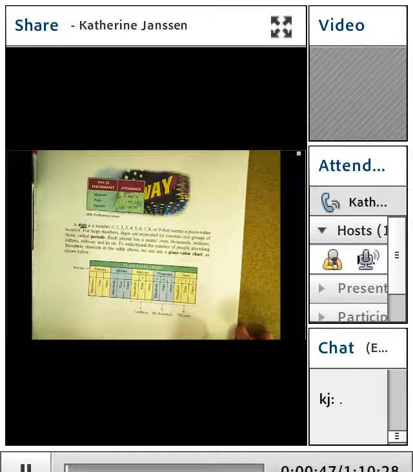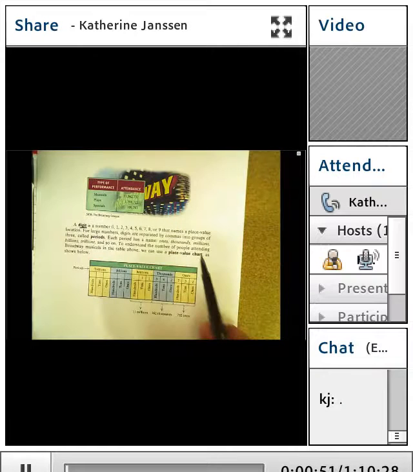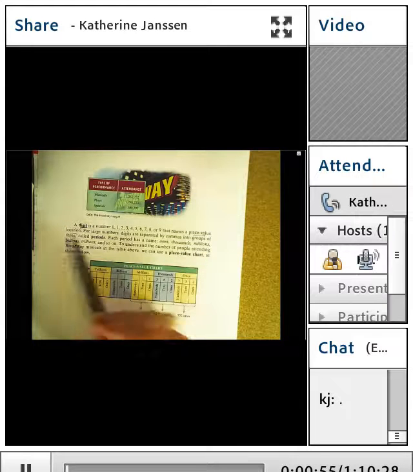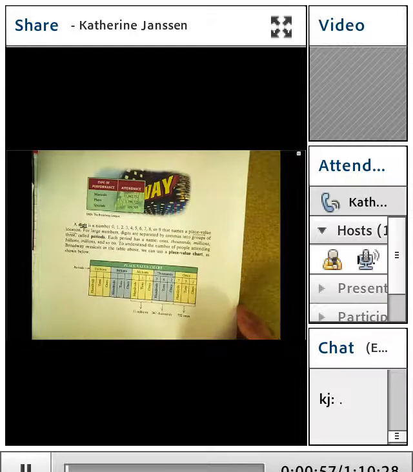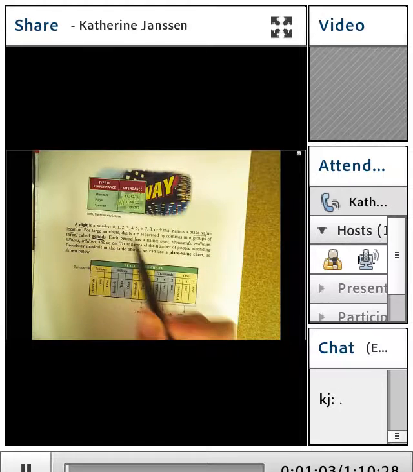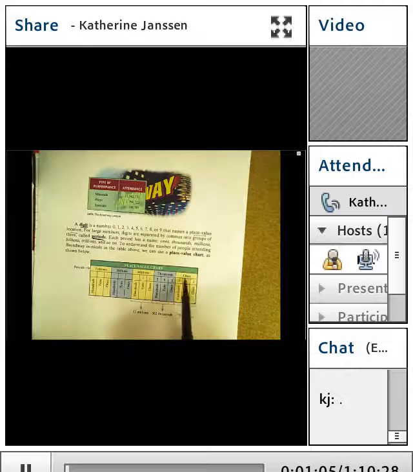We use the digits with our place value significance. For large numbers, digits are separated by commas into groups of 3, which are called periods. So here we have the ones period, 1, 2, 3. We have the thousands period, 1, 2, 3.